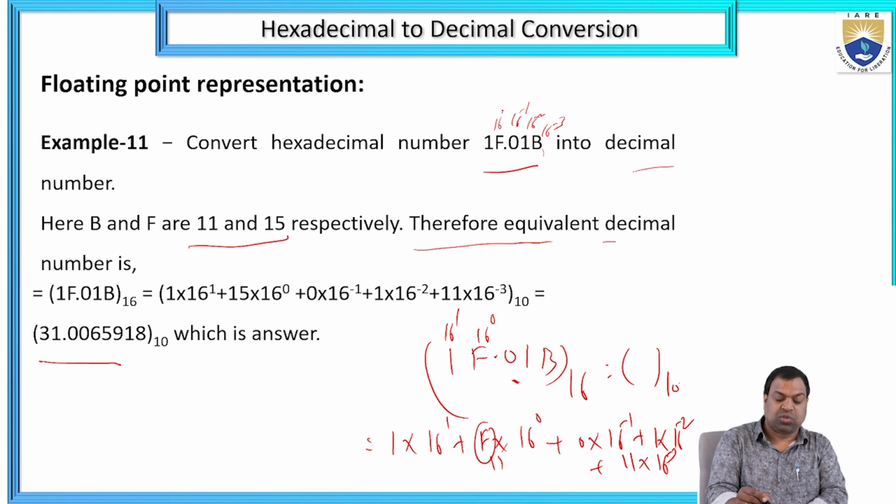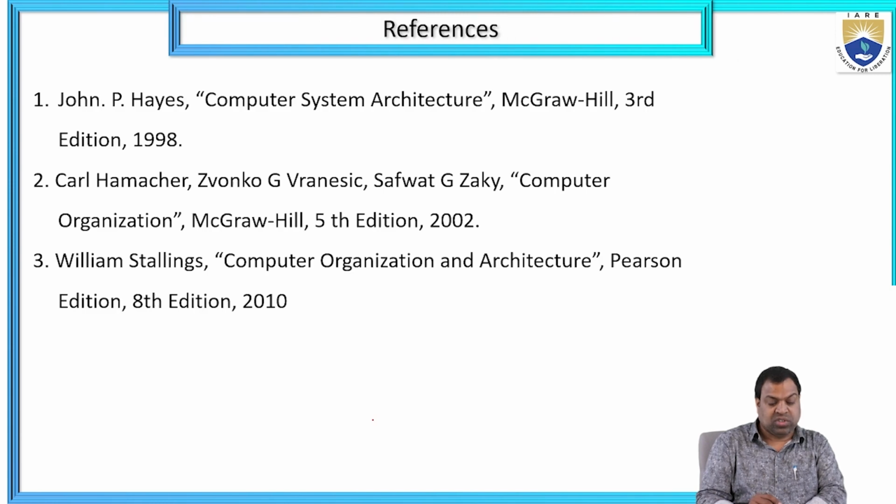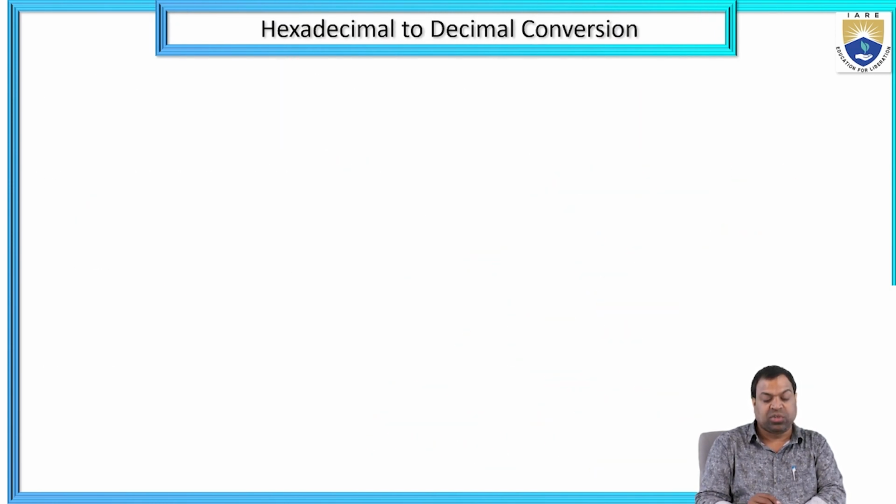Here 16 power 0, 16 power 1. So 16 power 1 into 1 plus F, meaning 15, into 16 power 0, plus 0 into 16 power minus 1, plus 1 into 16 power minus 2, plus 11 into 16 power minus 3. Finally we got 31.006591 base 10. So 1f.01b base 16 converted to decimal. These are the reference examples. So finally we got hexa to decimal conversion.